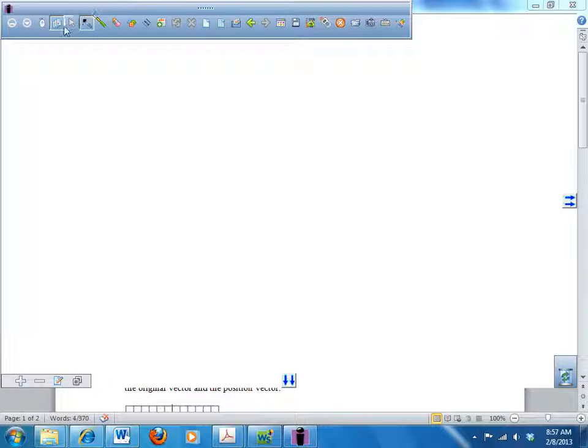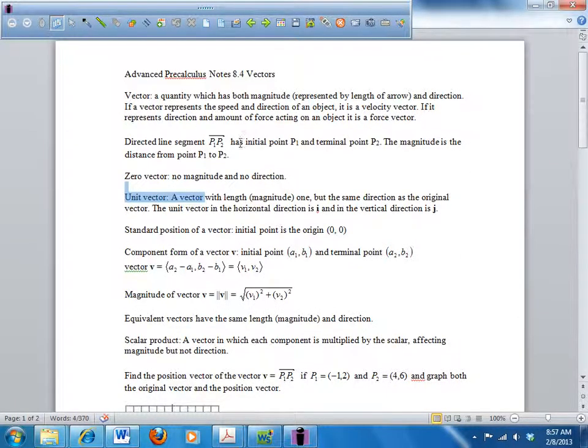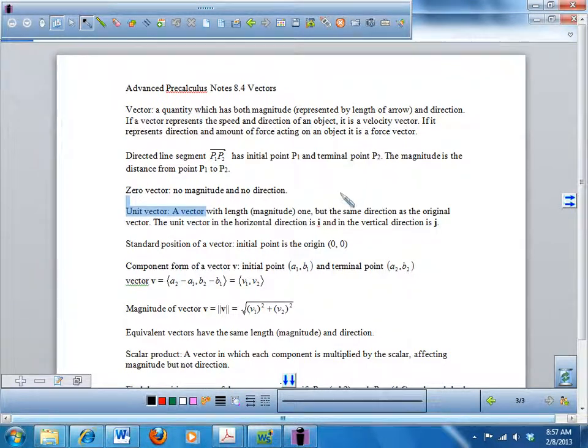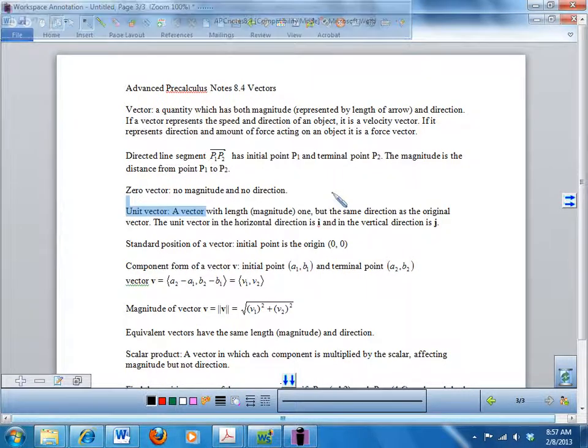Well, what happened? Where'd that go? So the unit vector would be something like b equals i plus j. So i indicates the x direction, and j indicates the y direction. Okay, so this is not an imaginary number here. It just means the amount in the x direction. This is the amount in the y direction.